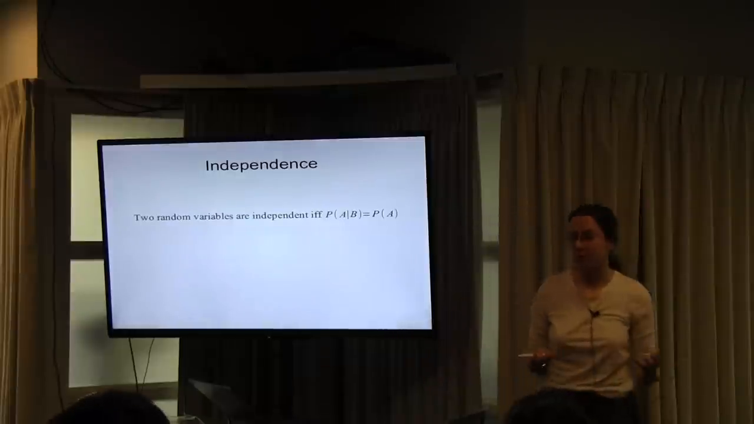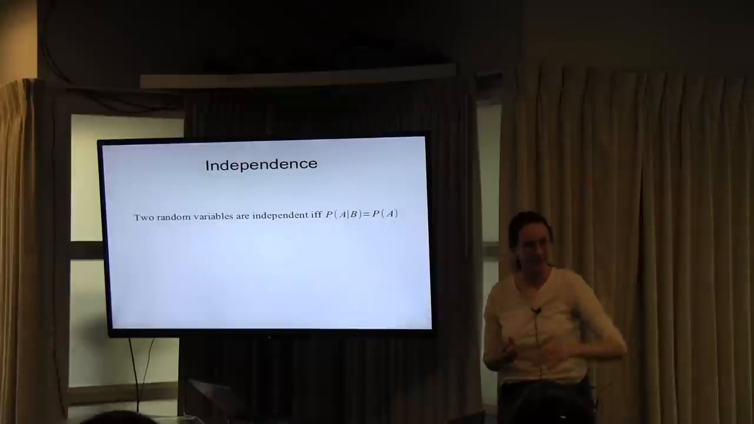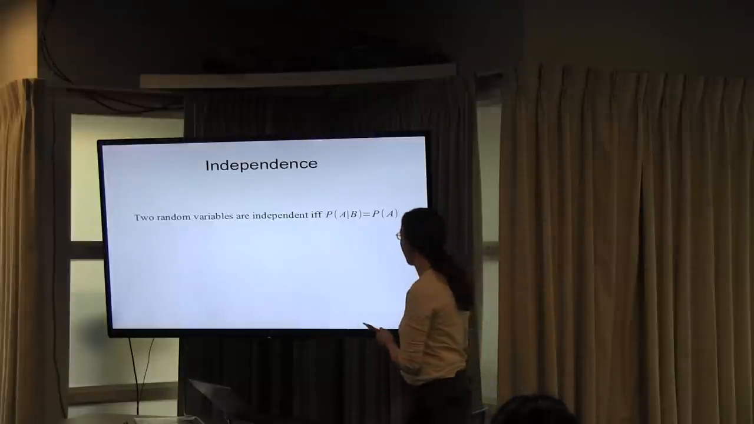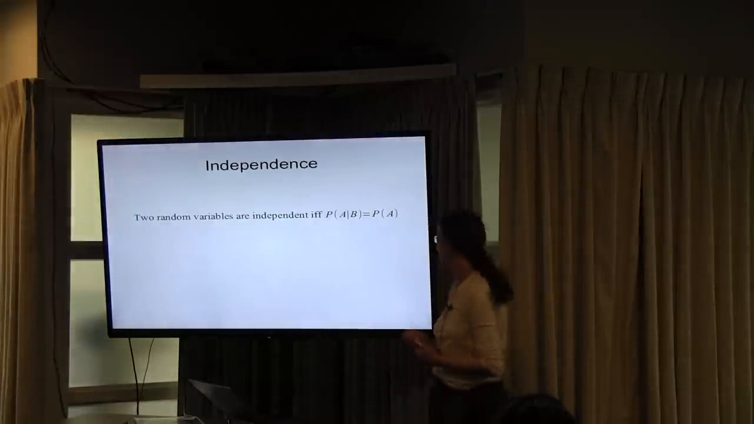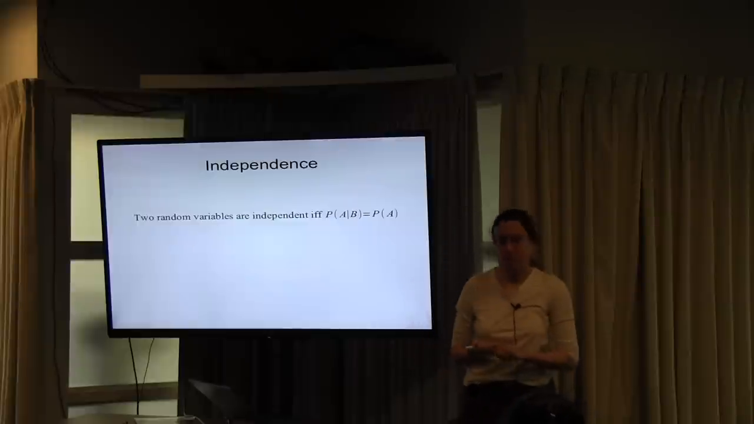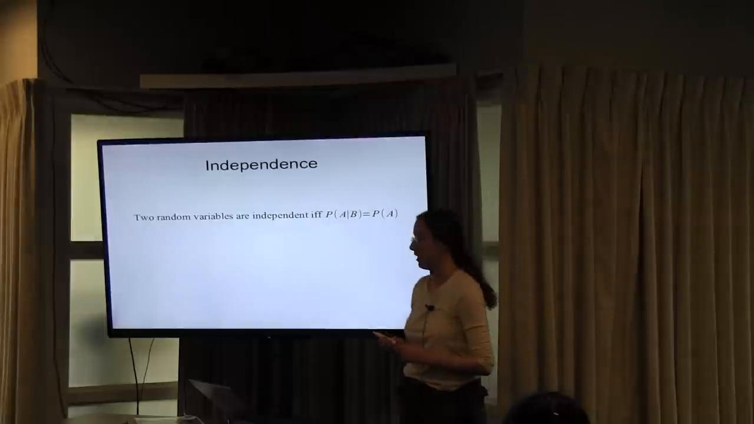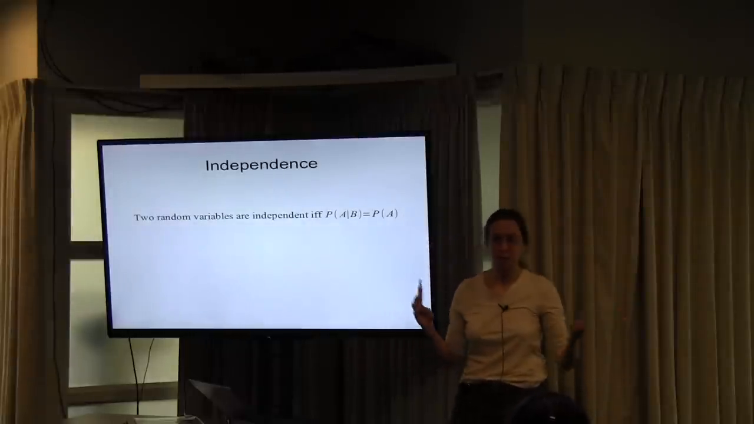So what is independence? Who's heard of it before? Lots of you. Good. All right. Two random variables are independent if the probability of A given B equals the probability of A. So it basically means they have nothing to do with each other, right? Knowing B tells me absolutely nothing about A. It's completely irrelevant.